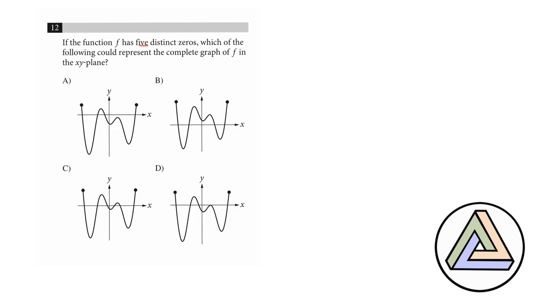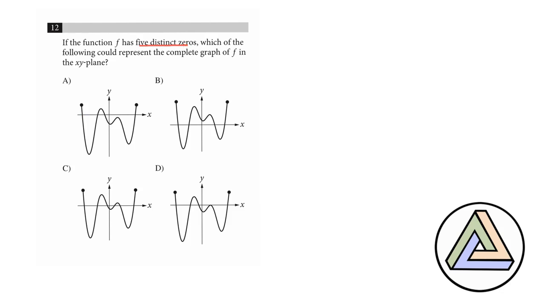Well, what does that mean? The word zero in the context of a function basically means the moments where the graph crosses the x-axis. That's what a zero is. A zero is a moment where the graph crosses the x-axis. According to the problem, we're analyzing a function that crosses the x-axis in 5 distinct places, right? 5 distinct zeros means that our graph crosses the x-axis at 5 distinct places. That's what it means. So let's look at this one.